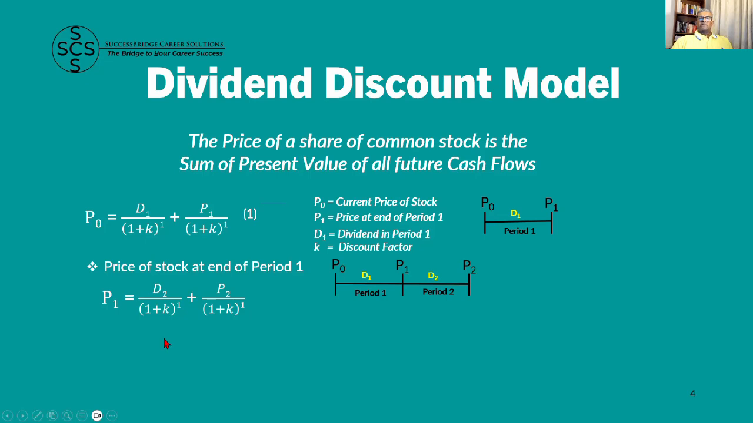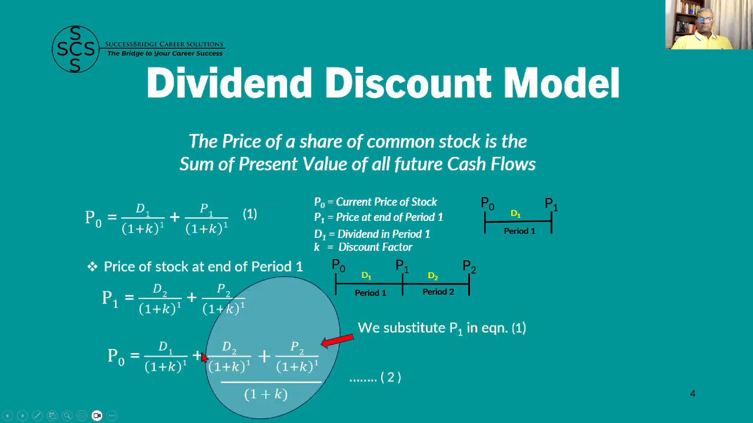Now what we do is, in equation number one, we have P0, and we have P1 here. So we substitute this value of P1 into this equation. If we do that, we get this. And finally, if we simplify this, we end up with this equation. You can see the beginnings of a pattern: D1 divided by 1 plus k, plus D2 divided by 1 plus k whole squared, and then of course the proceeds of the sale of the stock.